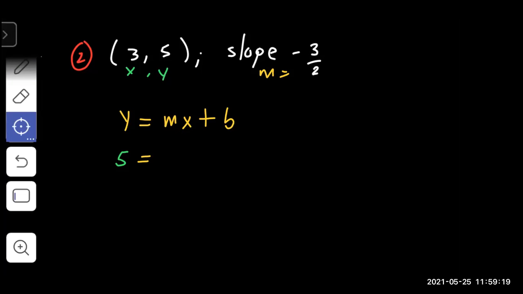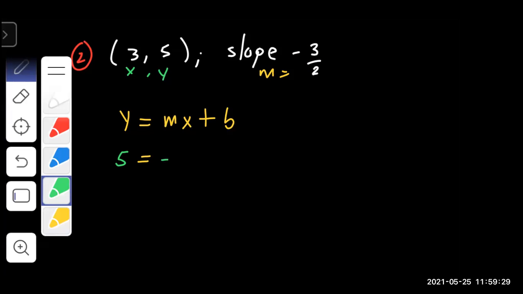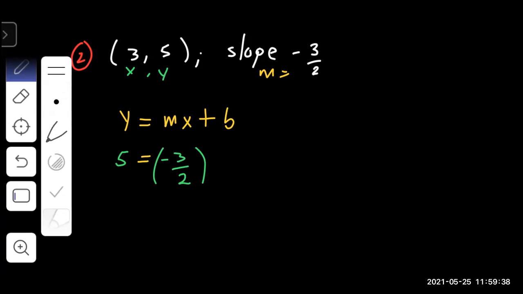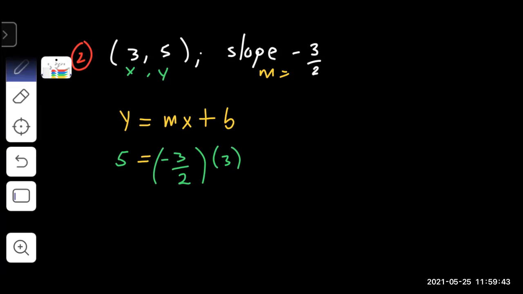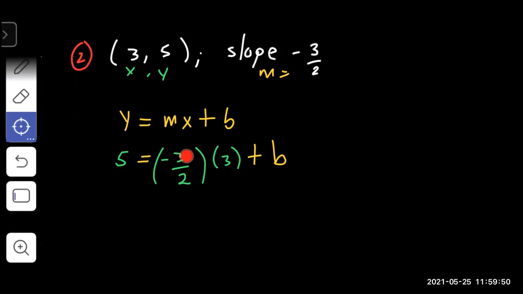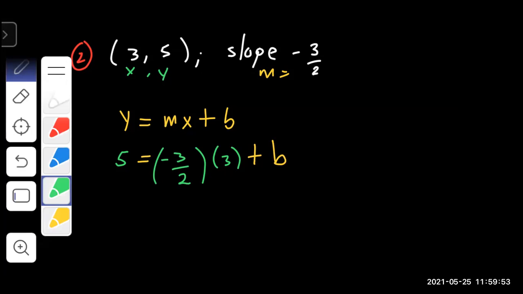Okay, sorry, I know I broke down. So what is the slope, m? Negative 3/2. You can put it in parentheses if you want. And what is x? 3. Thank you. And plus b. We don't know b. Actually, we are doing this in order to find b. Okay, that's what we got. Let's get rid of the parentheses. This is a combined operation.